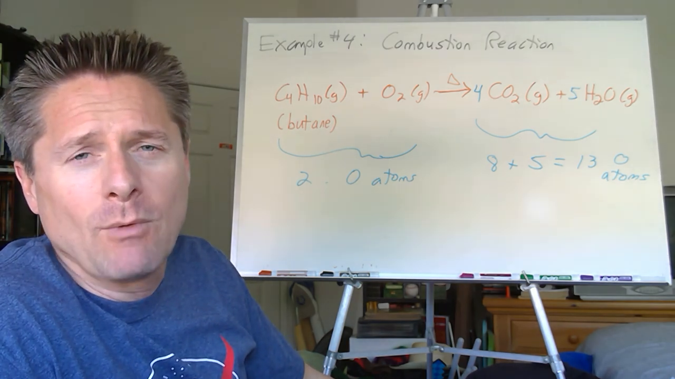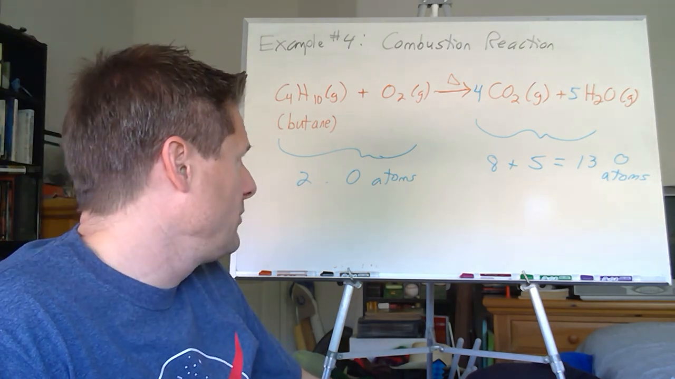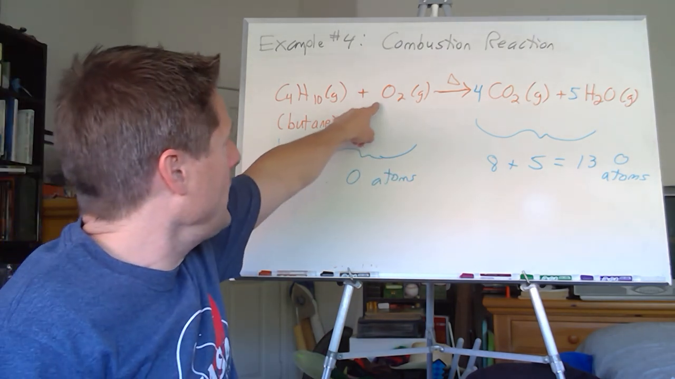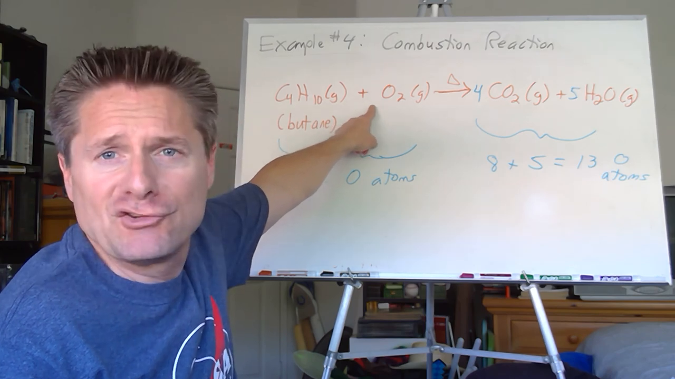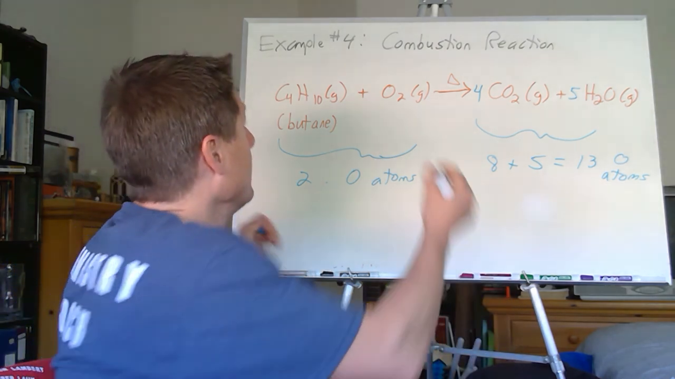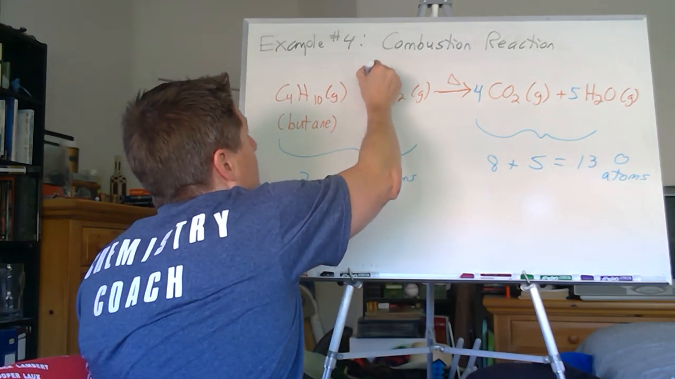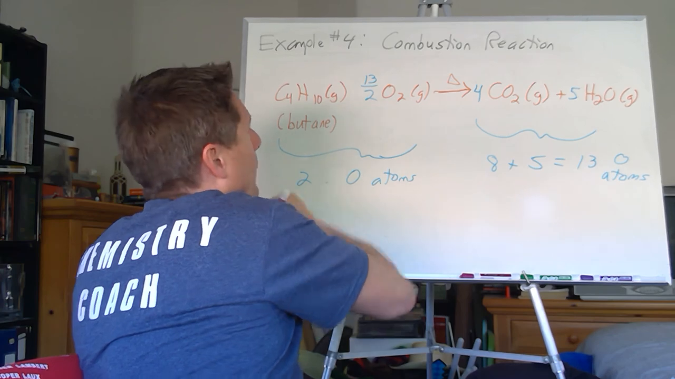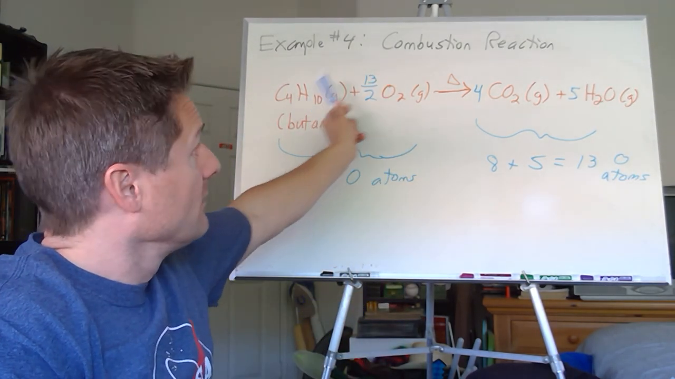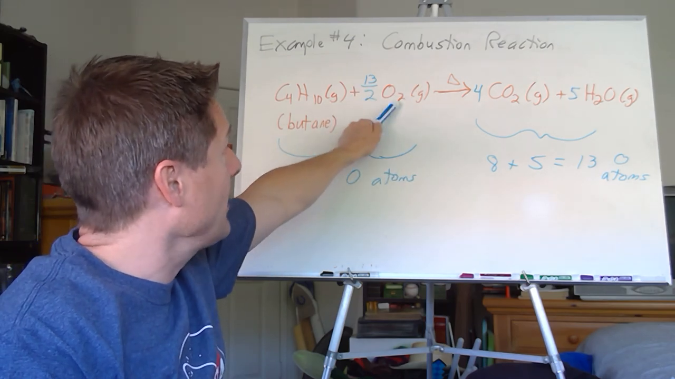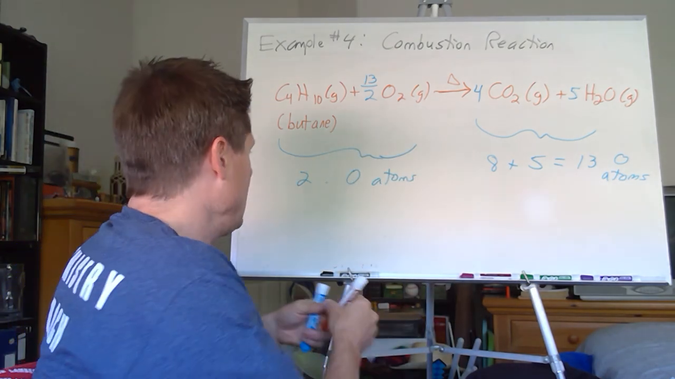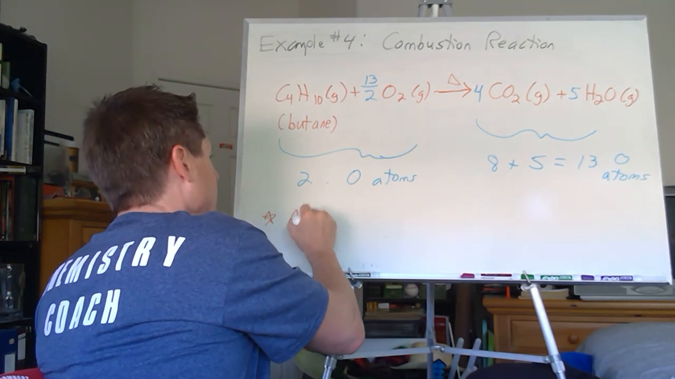So you can do this in one of two ways. You could do the common multiple between 2 and 13. Or if you look at it, what would we have to put here? We need 13 oxygen atoms on this side. So 2 times what gives you 13? That would be 13 halves. Do you see that? Now that would be balanced, correct? I'd have 4 carbons, 10 hydrogens, 13 halves times 2 is 13, equals 13. This is technically balanced, but we want to avoid fractions if we can.